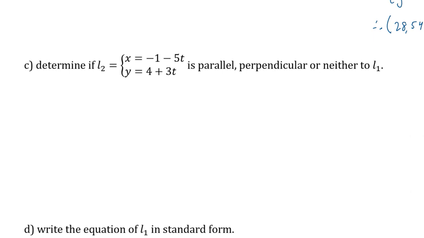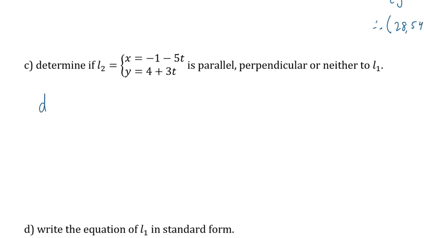In grade 9, it would be the slope, but we're not talking about slope anymore. So what is it that we're talking about? We're talking about the direction vector. That's kind of like the slope of the line. So if I want to see if two lines are parallel, perpendicular, I have to compare their direction vectors.